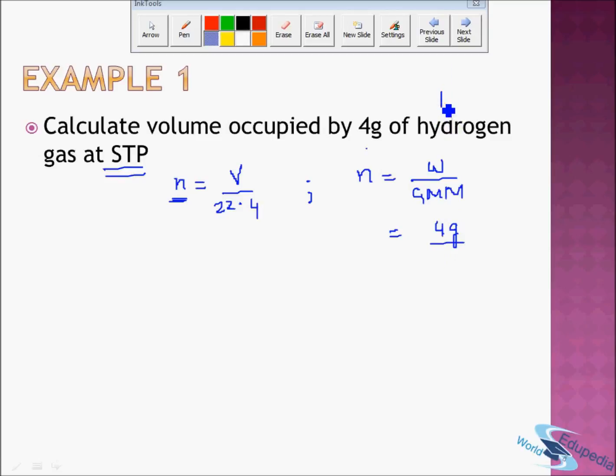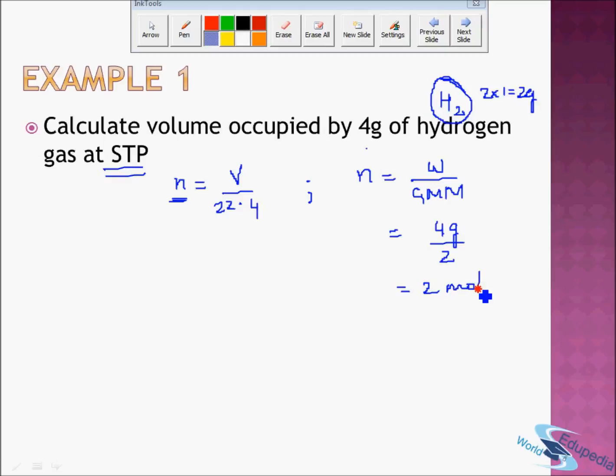Okay, hydrogen gas is H2. You have to know that. You have to remember this. Hydrogen gas is H2. So atomic mass of hydrogen is 1. So there are 2 atoms of hydrogen here. So 2 into 1 is 2 gram. So gram molar mass of hydrogen is 2. So 4 divided by 2 is 2.